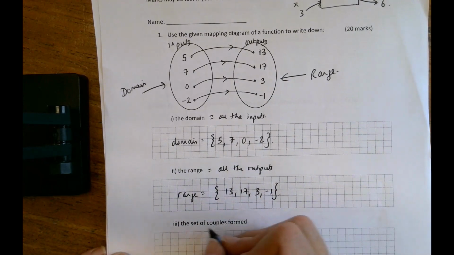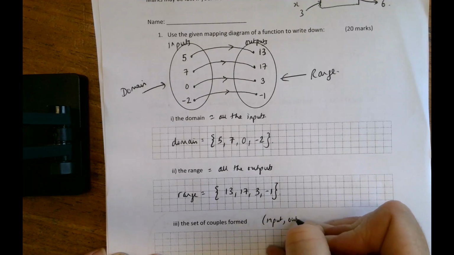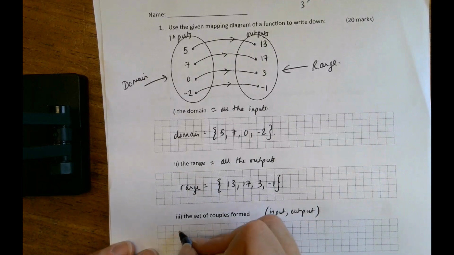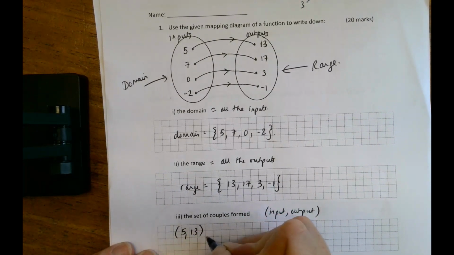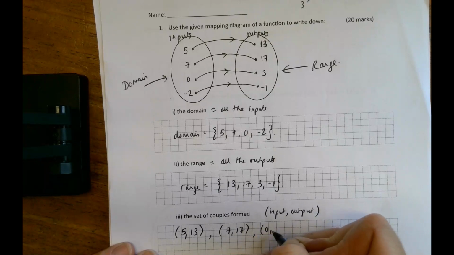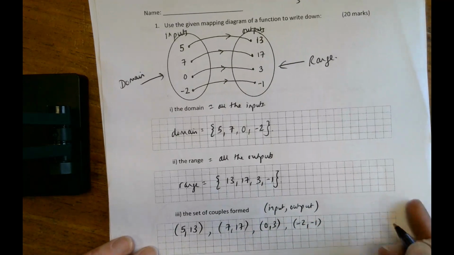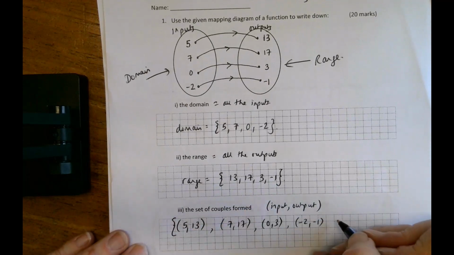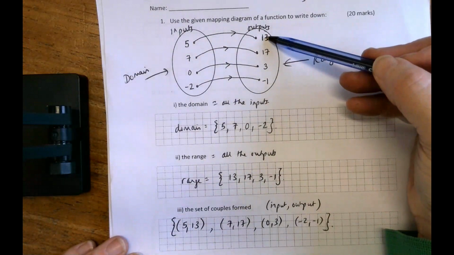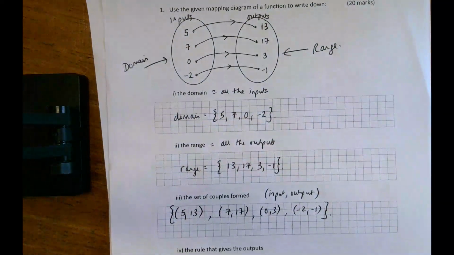The set of couples formed are all the inputs with the output that goes with it, written like we write coordinates. So 5, 13, 7, 17, 0, 3, and -2, -1. And because it's the set of couples, I'm going to write it in set notation. So (5, 13), (7, 17), (0, 3), and (-2, -1).